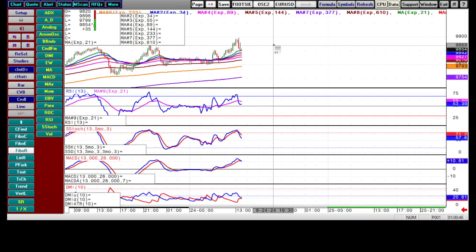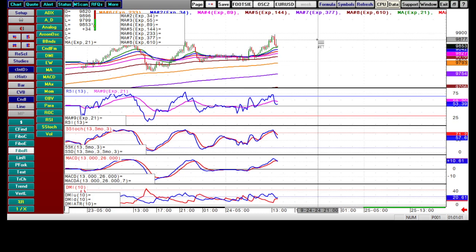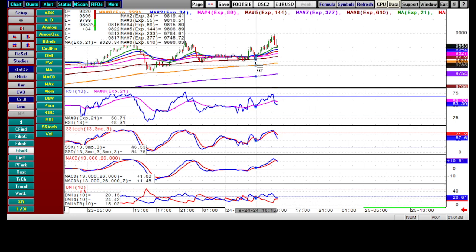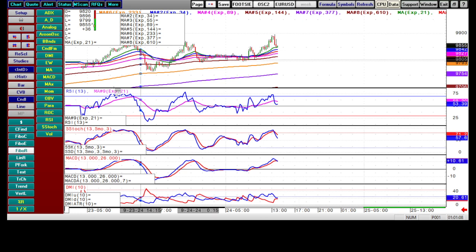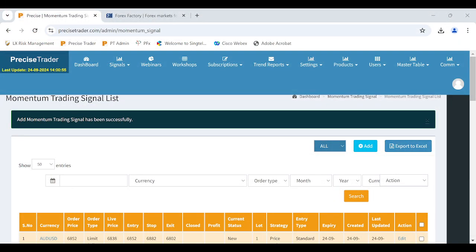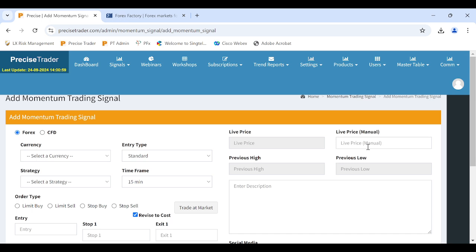So we should be looking to sell near 98.80. This would be a good level to sell. And of course, if we are right, we should see the price moving towards 98.10 or even lower. So this would be another call which we can trade. We can say this is another momentum trade.